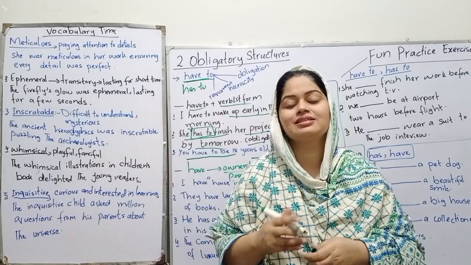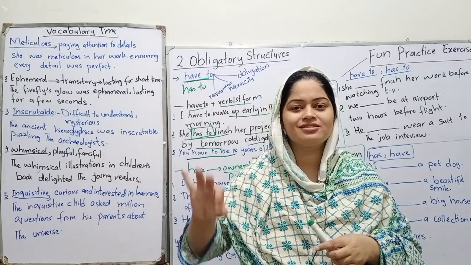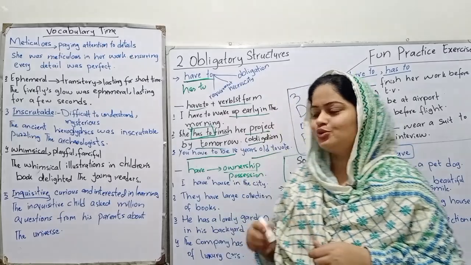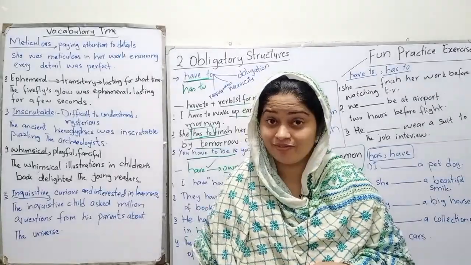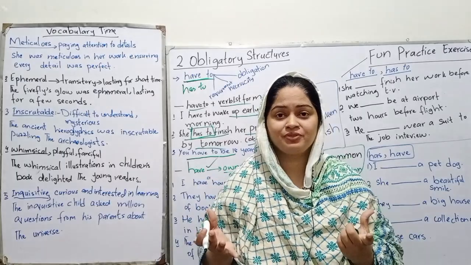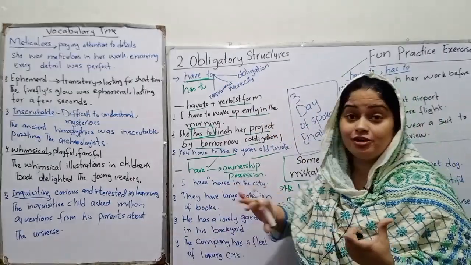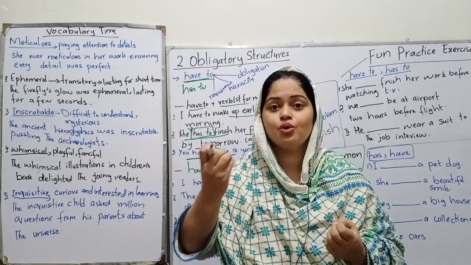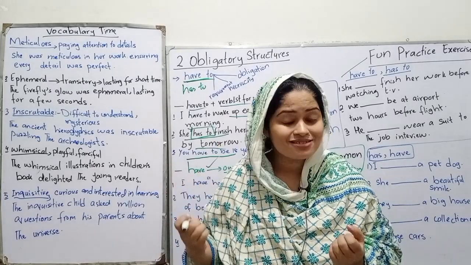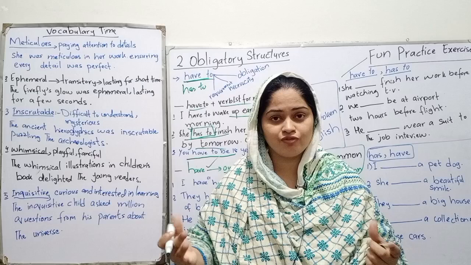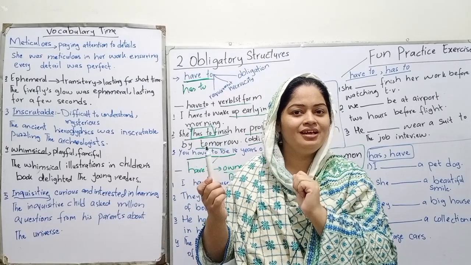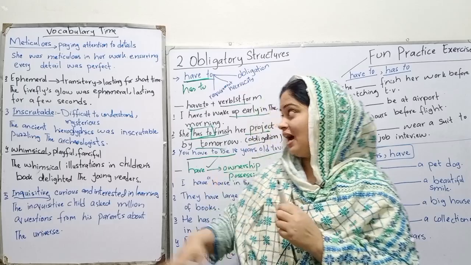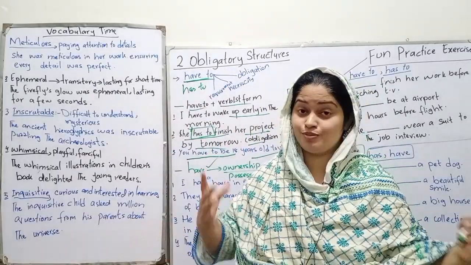Now coming to the second obligatory compulsory rule, and that is the use of have. Use of have means possession. It means ownership. When you own something, when you possess something, it's called possession. For example, I have a pen. It means it's my possession, it is in my ownership. I have a whiteboard. It's my possession.